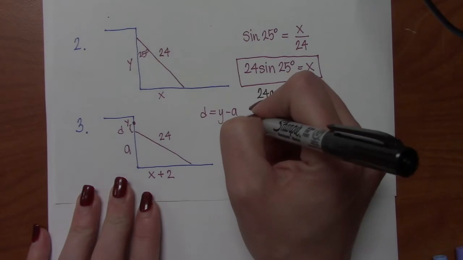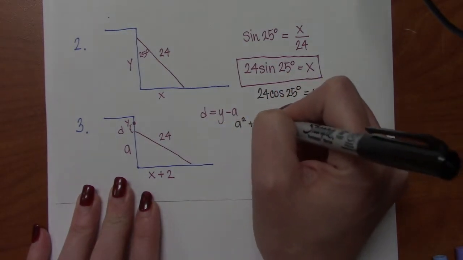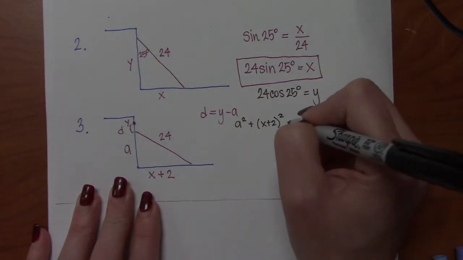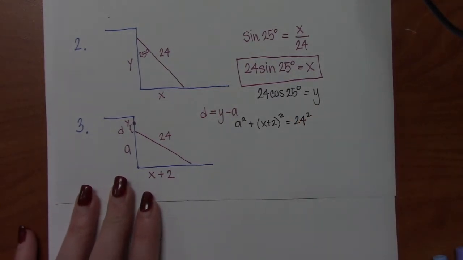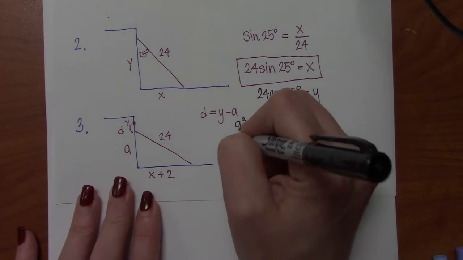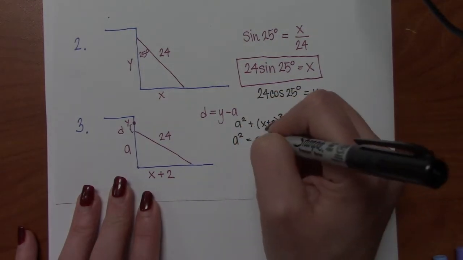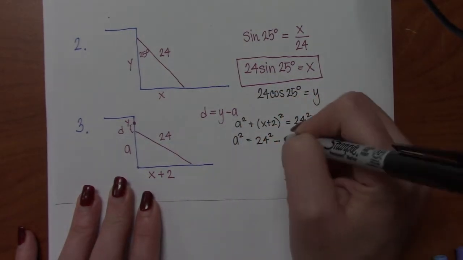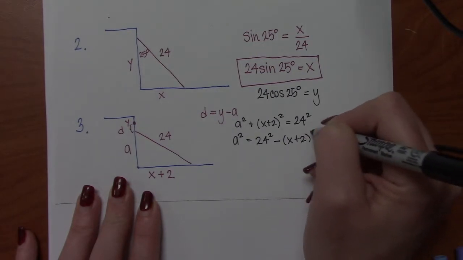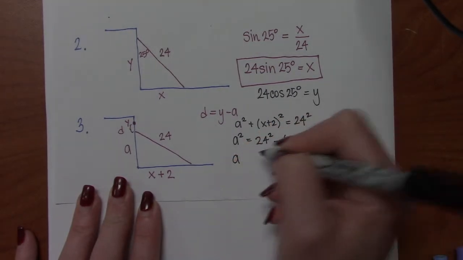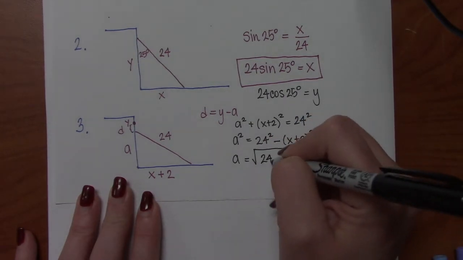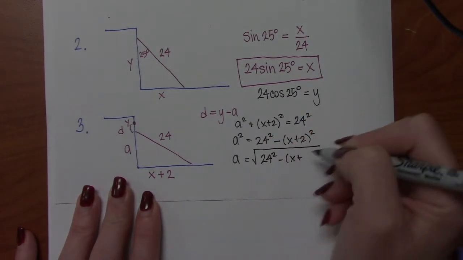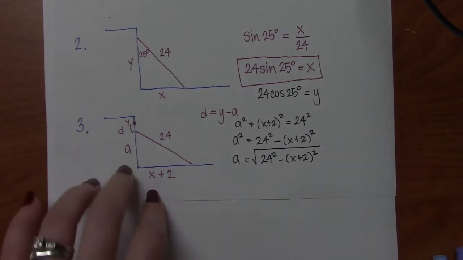So a squared plus (x plus 2) squared is going to equal 24 squared. If we solve this for a, we need to move the (x plus 2) squared over to the other side. And then a is going to be the square root of all this stuff.